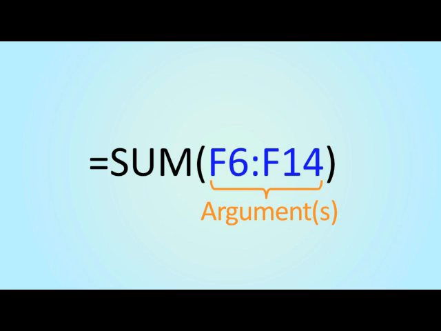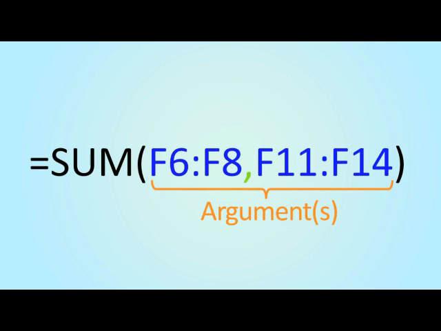In this example, we actually only have one argument, even though there are two different cell references. This is called a range of cells. A range of cells is indicated by two cell references separated by a colon. In this case, the range consists of all the cells from F6 to F14. If you want to use more than one argument, you'll need to separate them with commas.